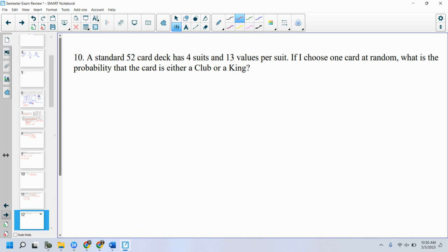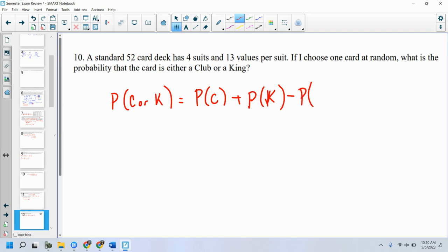A standard 52 card deck has 4 suits, 13 values per suit. If you choose one card at random, what is the probability that the card is either a club or a king? Okay, so we are looking at probability of club or king, right? Probability of a club or king is the probability of club plus the probability of king, minus the probability of club and king.